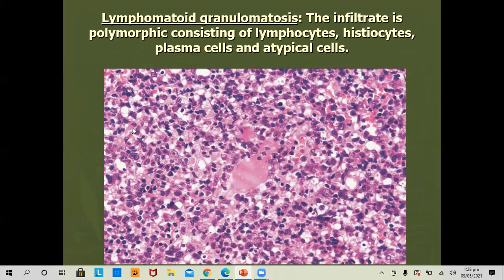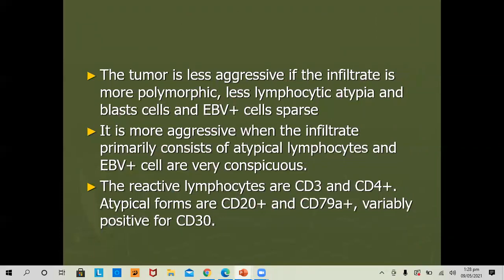And here the infiltrate is polymorphic, that is, in addition to the lymphocytes, there are histiocytes, plasma cells, and atypical cells. The tumor is less aggressive if infiltrate is more polymorphic. That is, if histiocytes and other cells are present, then it is a polymorphic infiltrate, and such tumors are less aggressive. And if the lymphocyte atypia and blast cells are more, then it has a poor prognosis, plus if Epstein-Barr virus positivity is seen.